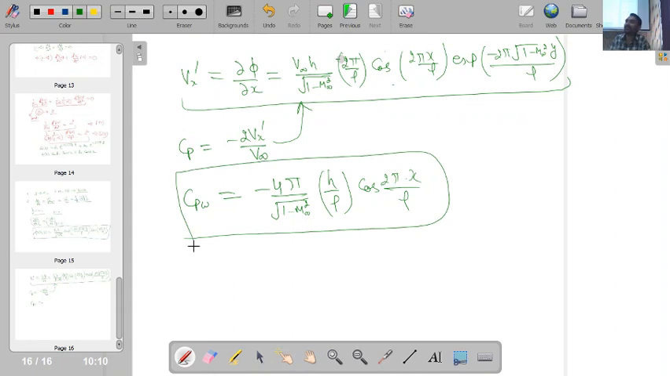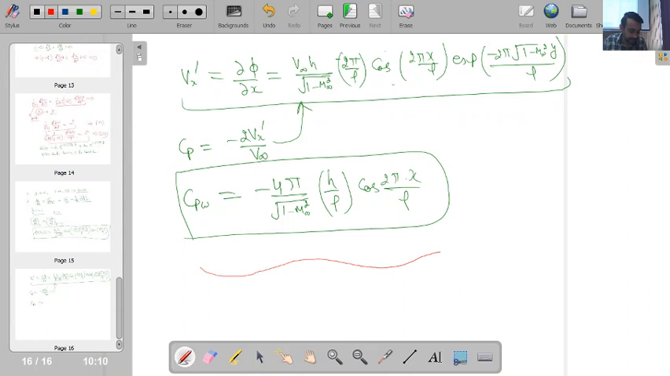Is this point clear? So simply what we have done, we are having a wavy structure. Over that wavy structure we were able to estimate the value of phi. If I have phi, I can estimate all velocities, and if I can estimate the velocity, I can estimate the coefficient of pressure.